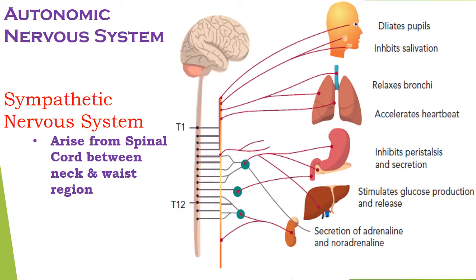We'll go ahead. The sympathetic system arises from the spinal cord present between the neck and waist region. It will perform functions like this. It will dilate the pupil, inhibit the salivation, relax the bronchi, accelerate the heartbeat, inhibit the peristalsis and secretion, stimulate glucose production, and stimulate secretion of adrenaline from the adrenal gland.